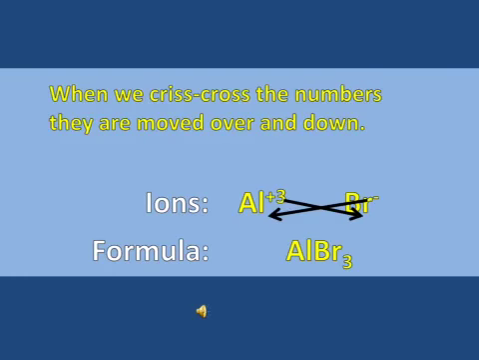Okay, so what does crisscross mean? Crisscross means that we take the numbers, we take the superscript numbers, and we move them over and down. So we literally move it over and down and over and down. So again, what does crisscross mean? It means that we take the numbers, the superscripts, and we move them over and down, and we write them without the pluses or minuses.